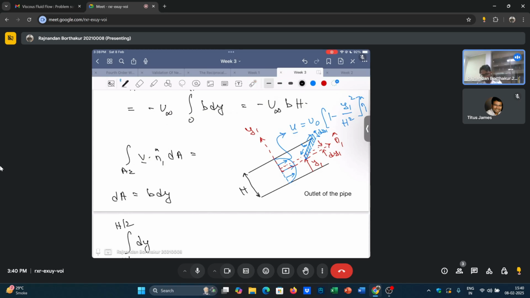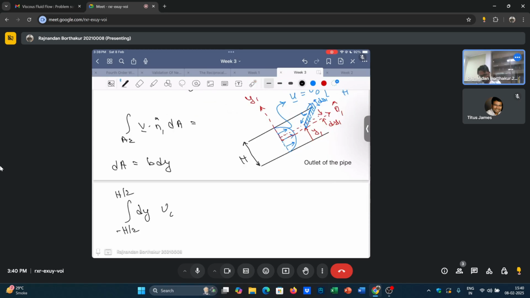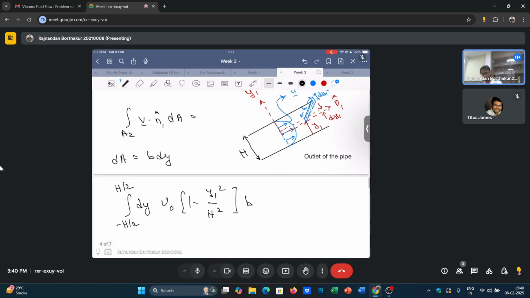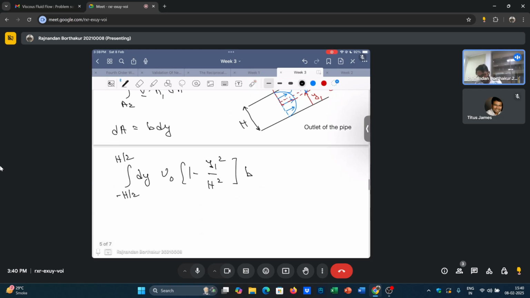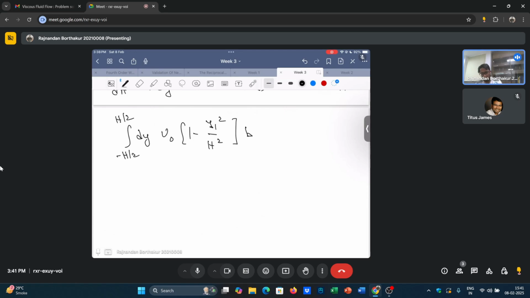Okay, which means this will just now become u naught into 1 minus y1 square by h square, okay? And there is a b term here because of the width. Is it clear or not? Like, is this thing clear or not, what I have written? Yes, all right, it's clear. Good. So now that's it. That's all that we need to do. From here, we just need to integrate, and this u naught will basically come out because it's a constant actually.